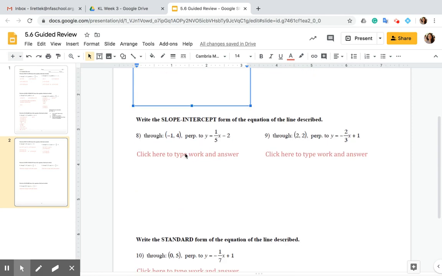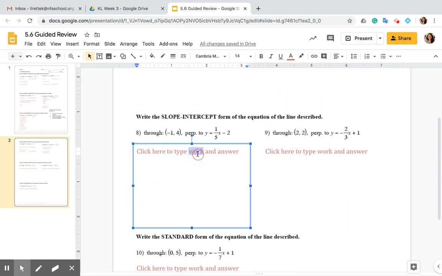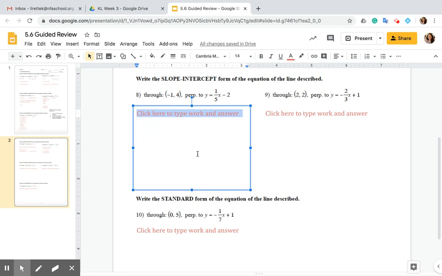Okay, whoops. Slope-intercept form. So slope-intercept form, again, is y equals mx plus b. I'm going to start by determining what slope I need, though. Again, identify your original slope. Your original slope is this, 1/5. I want, if it's perpendicular, not the same slope, but an opposite reciprocal. So I'm going to make my slope negative 5/1, or just negative 5.